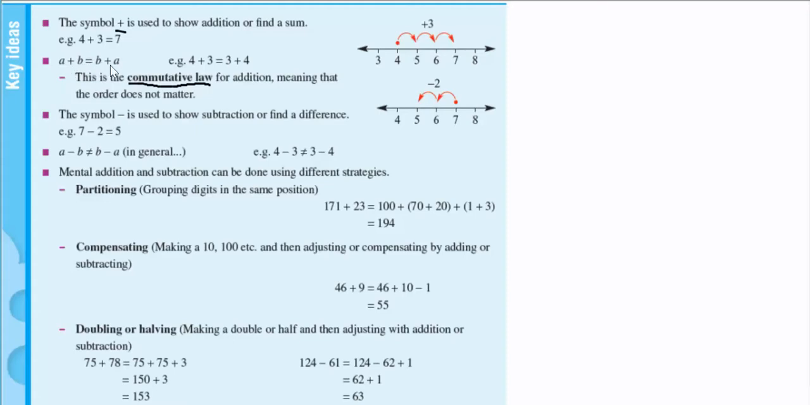So they are exactly the same thing. They'll always give you the same total. So like I said, 4 plus 3 equals 3 plus 4. So that is the commutative law. Whichever order the numbers are, they'll always give you the same answer.